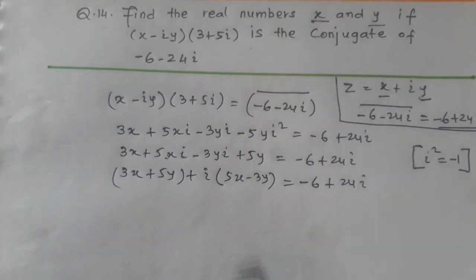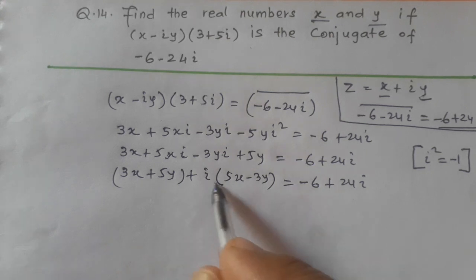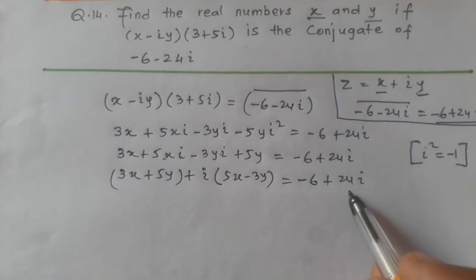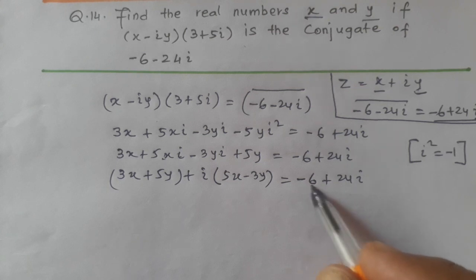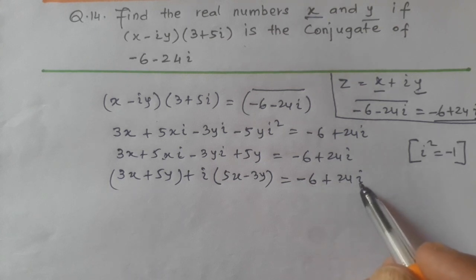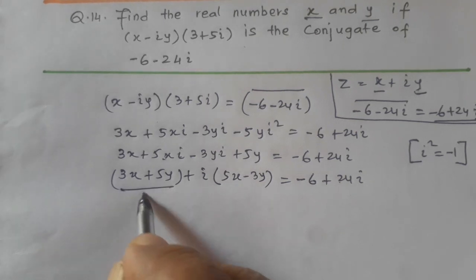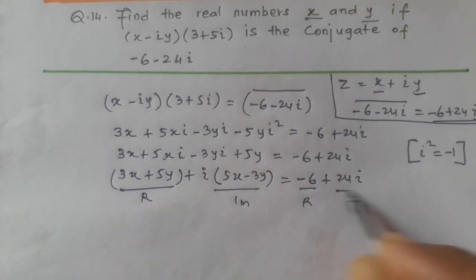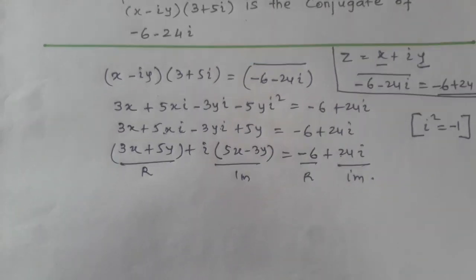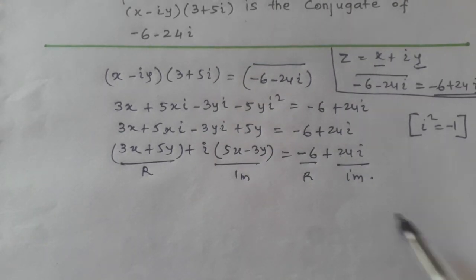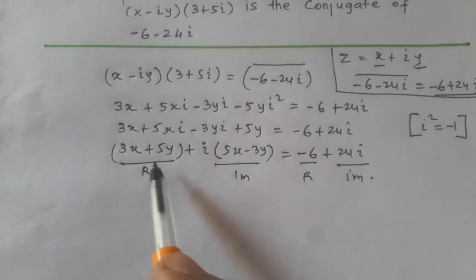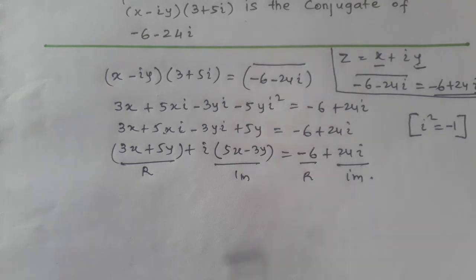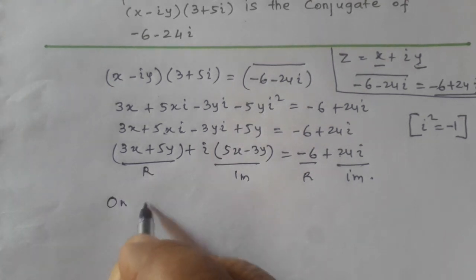Now we see that this is the real part and this is the imaginary part on the left side of the equation, and on the right side of the equation, minus 6 is the real part and 24 iota is the imaginary part. So if we compare both sides, real part will be equal to real part, imaginary part will be equal to imaginary part.